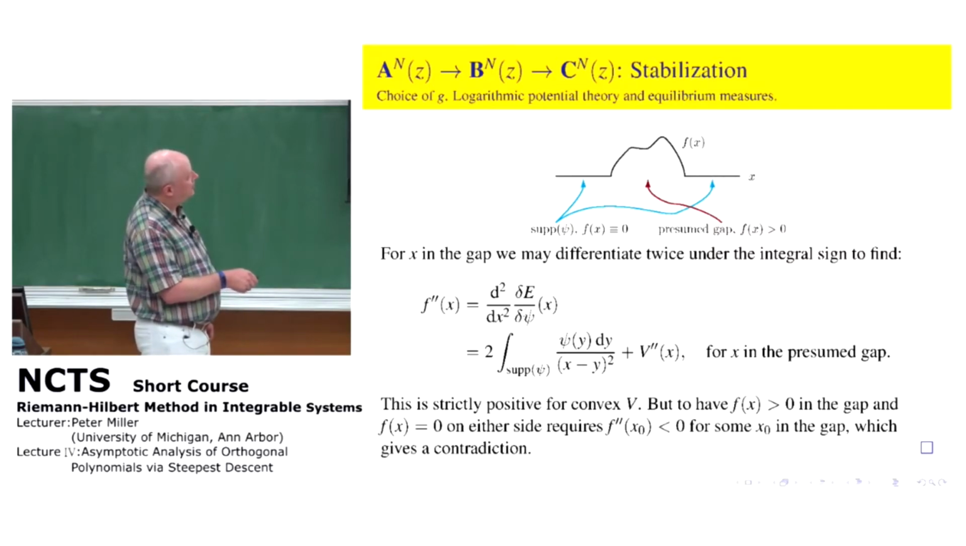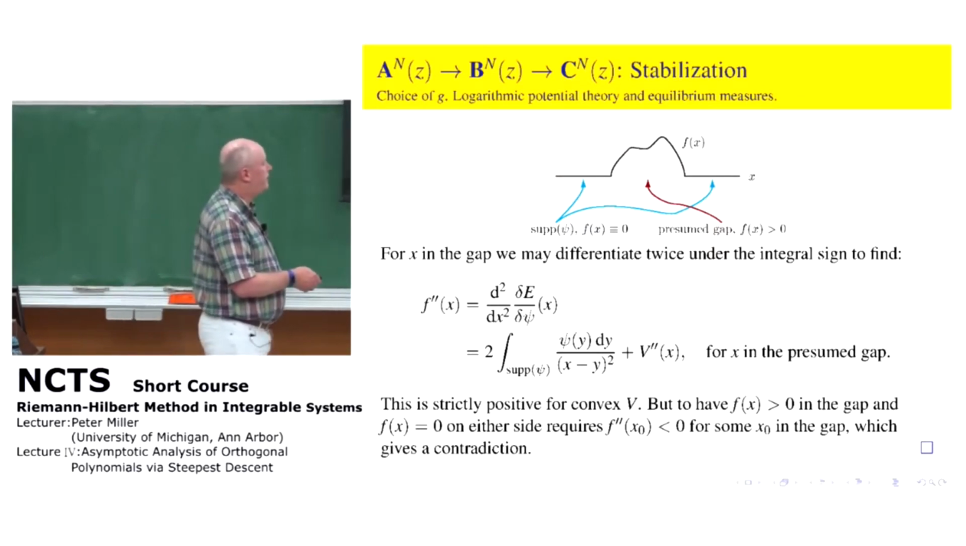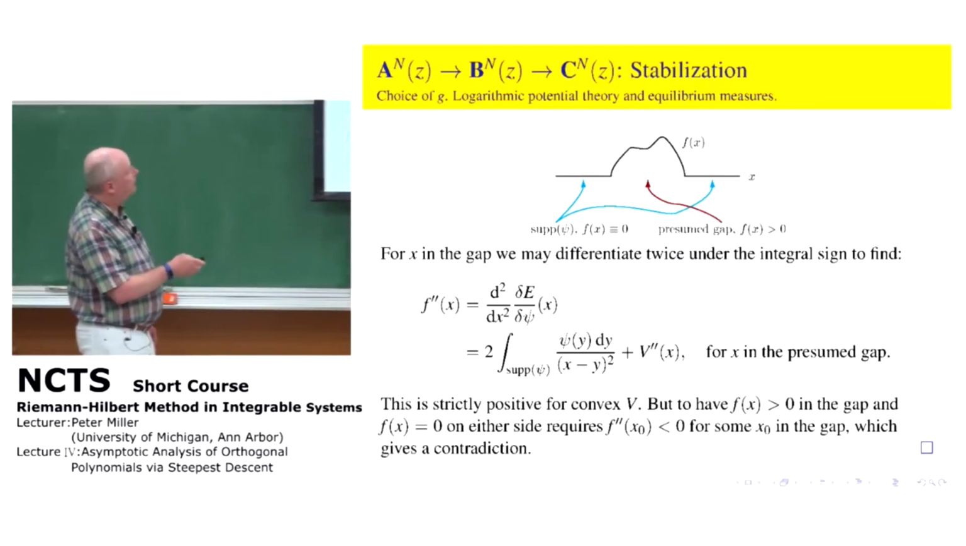So if v is a convex function, this thing is strictly positive. This thing is obviously strictly positive because psi is a positive function and there's a square here. So this has got to be positive. On the other hand, look at the graph. Here is a point, I'm just making a sketch of course, where obviously f double prime has to be negative. It's just a consequence of the fact that f is positive in the interior here and 0 on the outside. So it's a contradiction, by calculus. Good. So no gaps allowed in the support.